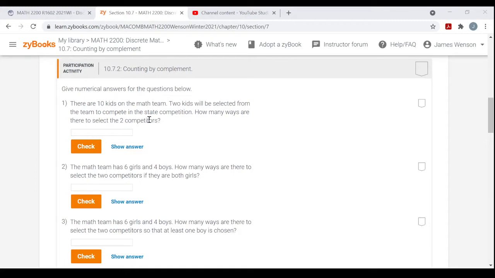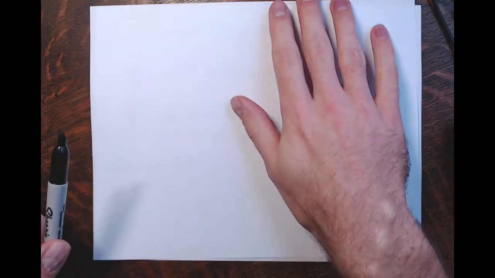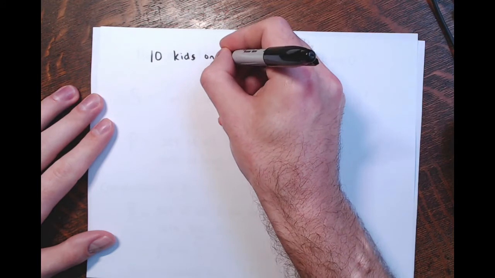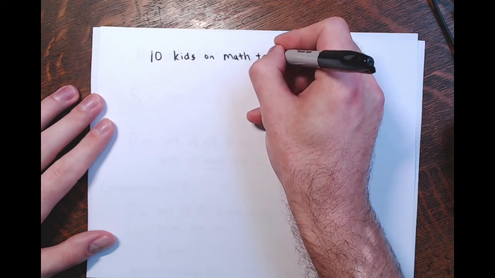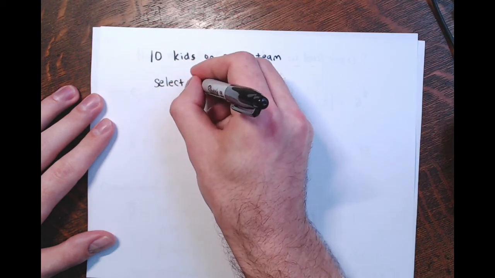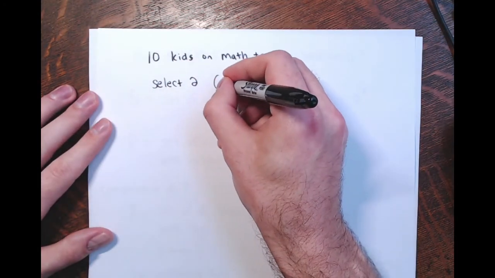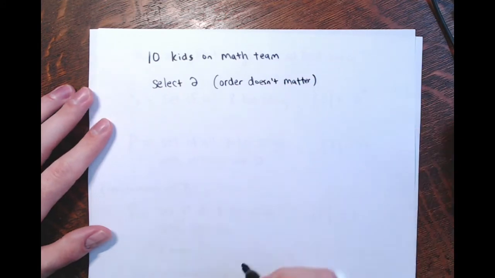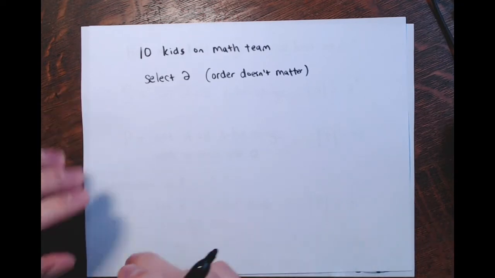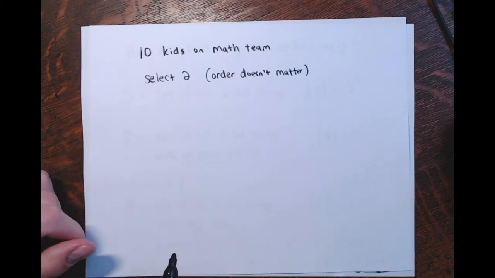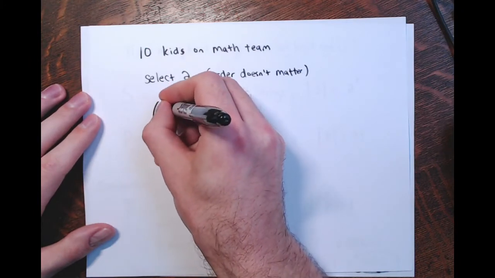Well, this one doesn't involve really any complements. This is just a combination problem, right? So there are 10 kids on the math team, and you're selecting 2 of them to go to some competition. And it really doesn't matter what order, so order doesn't matter here. So this is a combination or a subset problem. Because I could have Alice and Bob or Bob and Alice. Doesn't matter. They're the same 2 people. Order doesn't matter. So this is simply 10 choose 2.